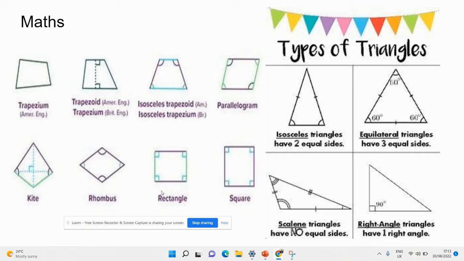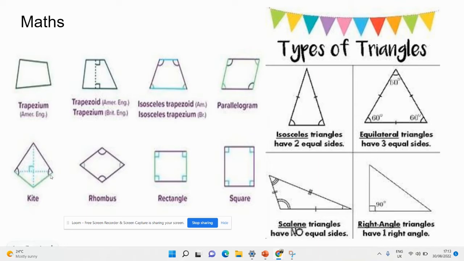But then we get the new ones added within the Year 4 curriculum. So shapes like a parallelogram that has 2 sets of parallel lines. Shapes like a rhombus, okay, which children sometimes mistake for a diamond. We actually call this shape a rhombus.